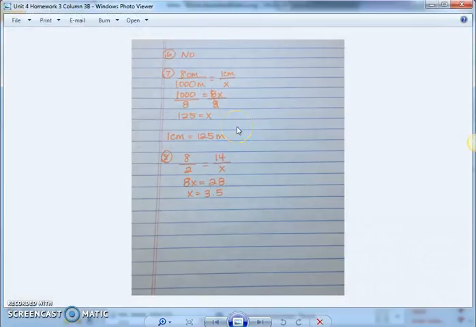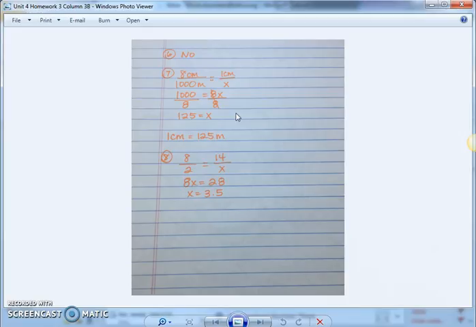Okay, for number 6, it asks, is this a proportional relationship? And the answer would be no, it is not a proportional relationship. It does not originate from the origin. It is a straight line, however, it does not originate from the origin, so it would not represent a proportional relationship.